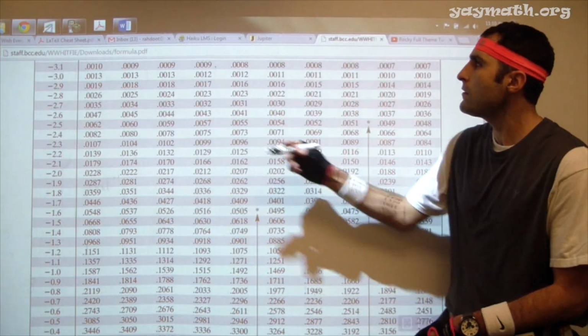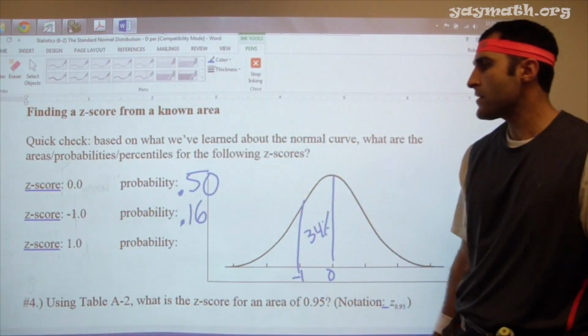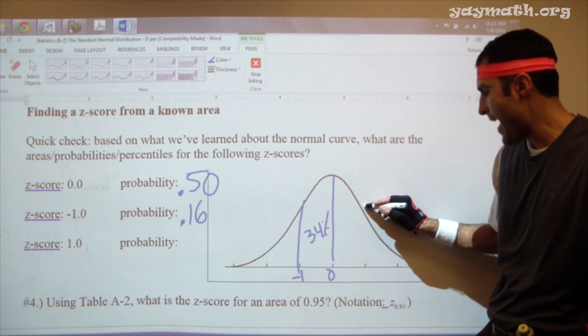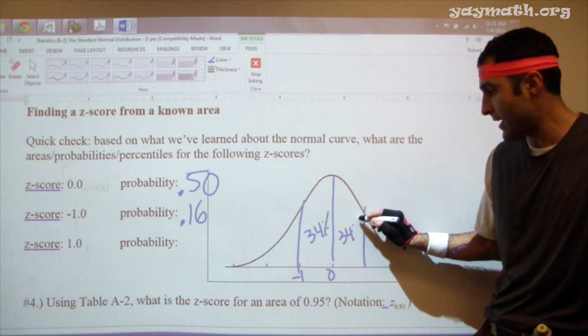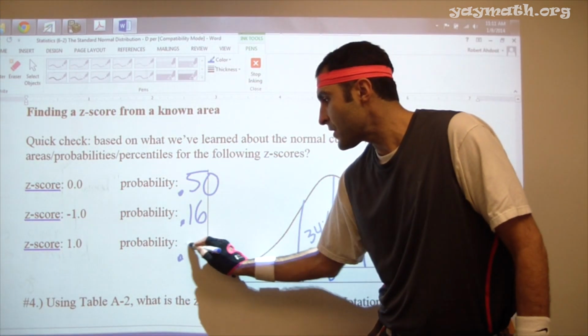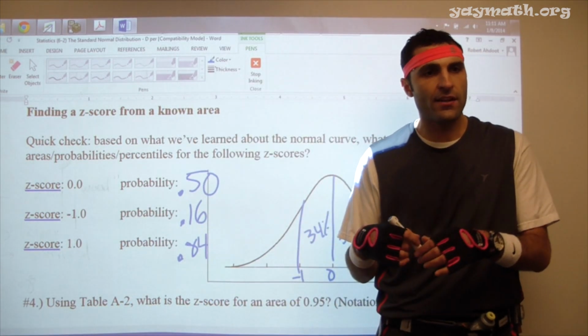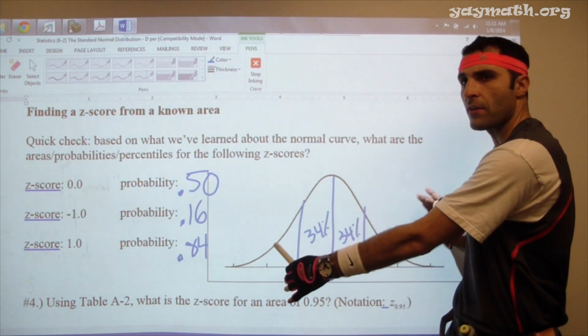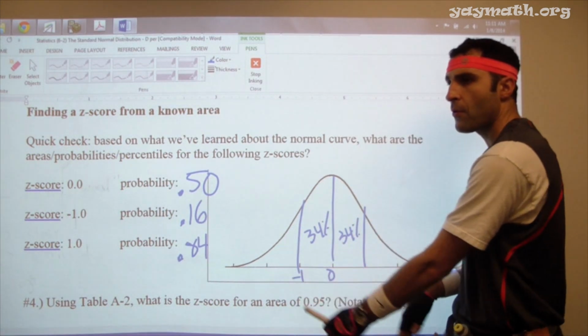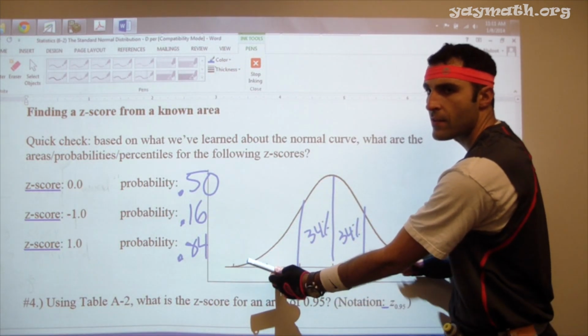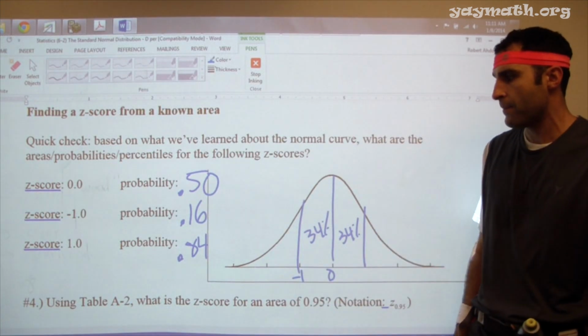Okay, moving on. Z-score of 1, probability of that? 84, very good. It's really crucial that you're able to not only read the table and use the calculator, but just know your basic normal curve increments. These are both 34, 13.5s, and 2.4. We talked about that.